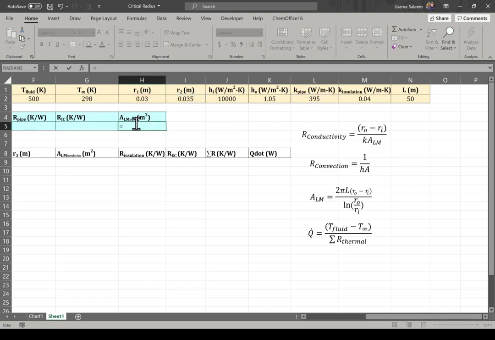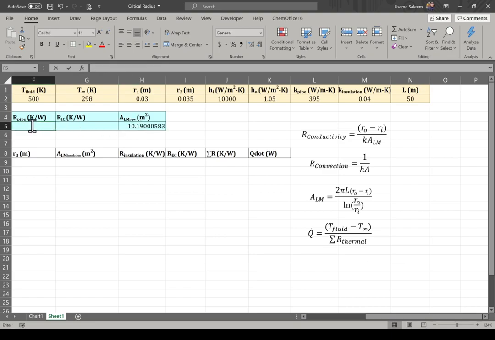So we need the log mean area first, as you can see in the formula here. Good thing I have the equation for that as well. That's just going to be 2 times pi times the axial length, which is 50 in my case, multiplied by the difference in the radii, R2 minus R1, and divided by the natural logarithm of R2 over R1. Okay, that looks good. That number makes intuitive sense.